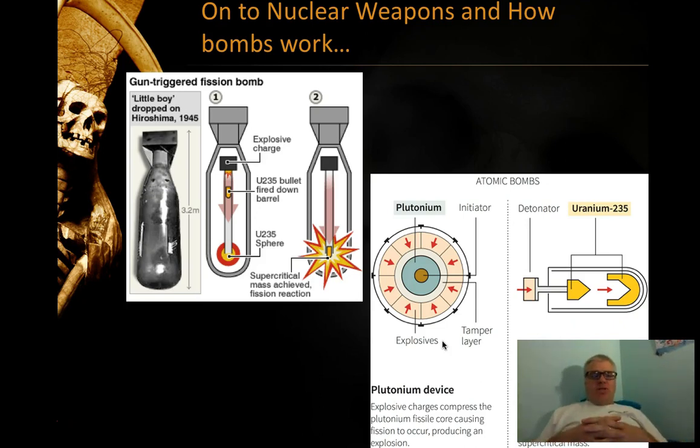Okay, so now moving on to nuclear weapons and how bombs work. So older nuclear bombs, this is an example from atomic bombs, which are the ones that the US first developed in the 1940s and used on Hiroshima and Nagasaki.